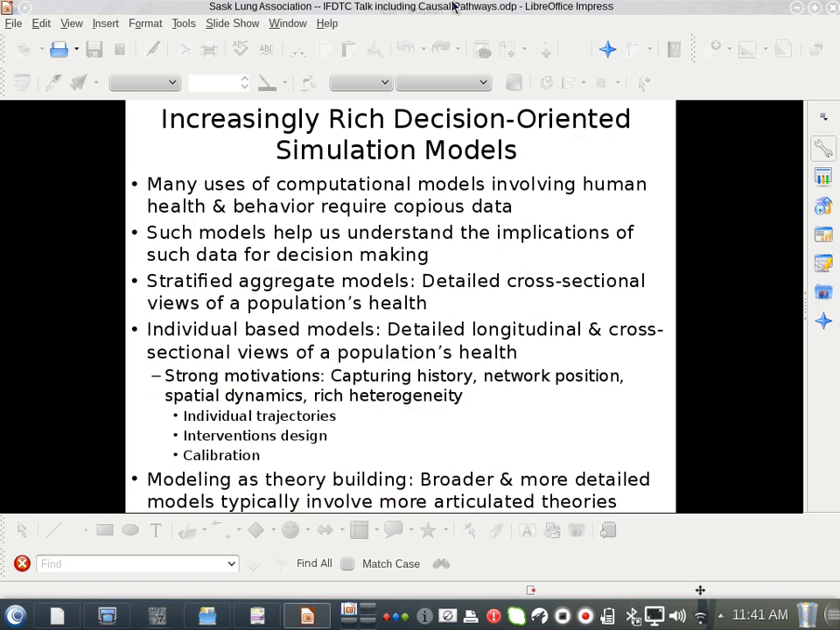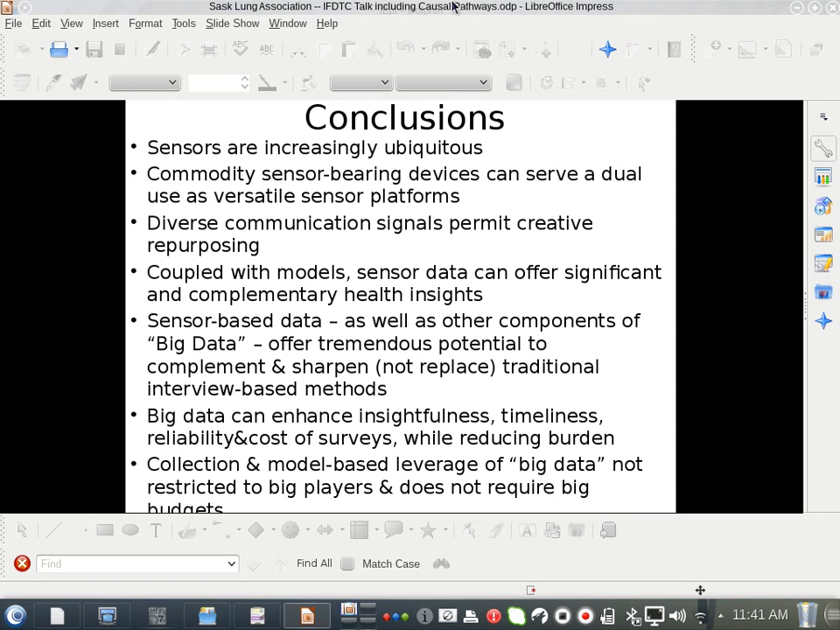So in short here, I've given just a glimpse of this. Later, deeper discussion will have to wait till later in the week. But the picture here is sensors are increasingly ubiquitous, and commodity sensor-bearing devices can serve as really rich platforms to give insight into health behavior. We can use communicational technologies to situate where we are and who's nearby us, for example. And when coupled with models, this data can offer really complementary health insights and can tie down models that otherwise would involve a lot of speculation.